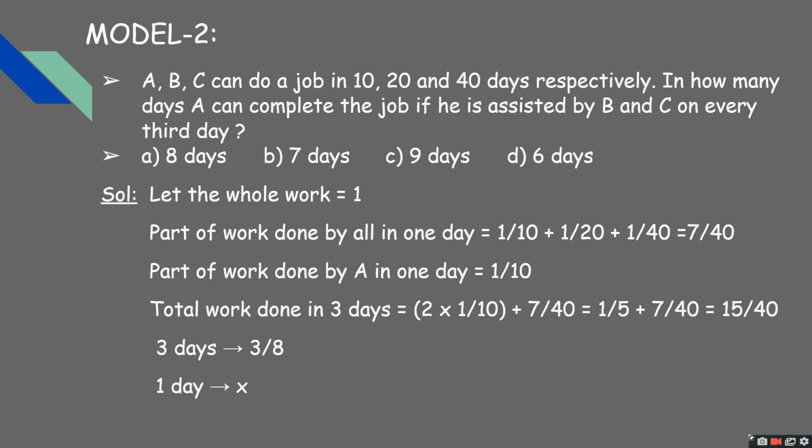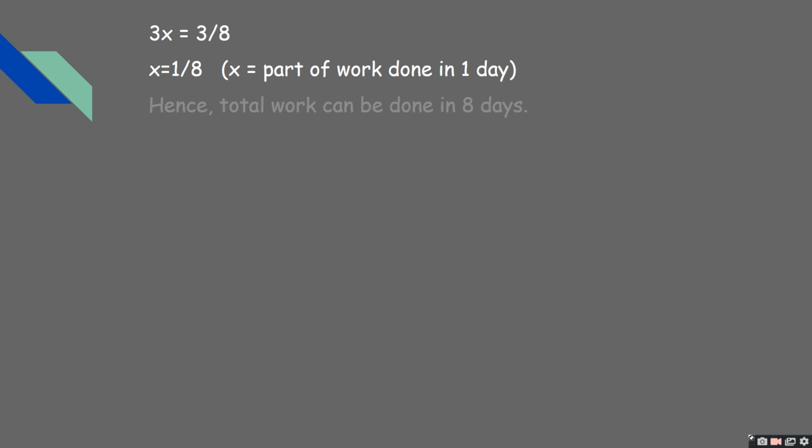In 1 day, work done is x. By the crisscross method, 3x equals 3 by 8, so x equals 1 by 8. Here, x represents the part of work done in 1 day. Hence, total work is done in 8 days.